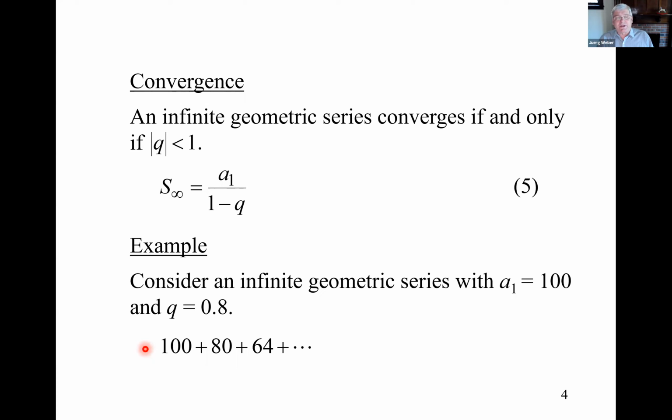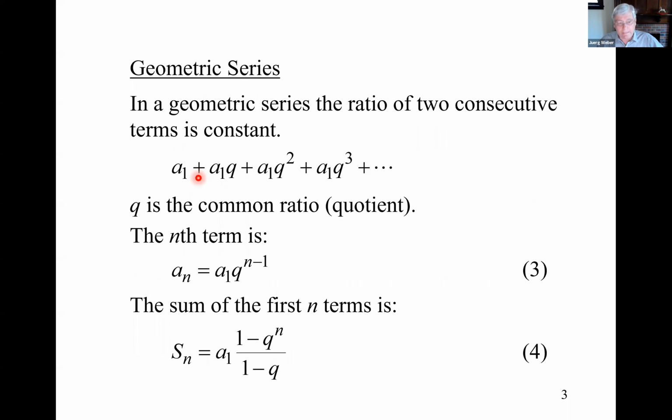Now, mathematical series may or may not converge. That also applies to a geometric series. So if you have a geometric series, you multiply by q, let's say q is 2. Then you have A1 times 2, A1 times 4, A1 times 8, and so on. You add bigger and bigger terms. And so obviously this series cannot converge to a finite term. It will go to infinity.